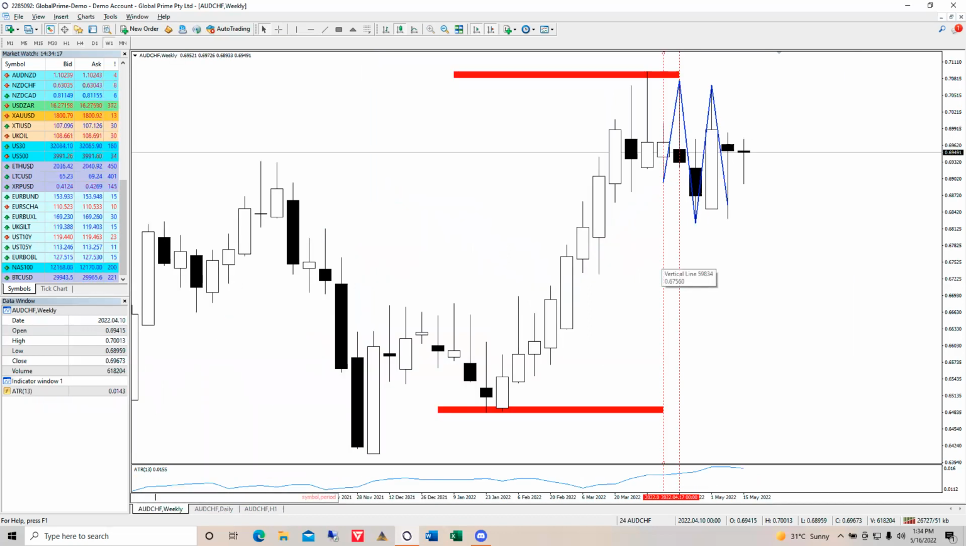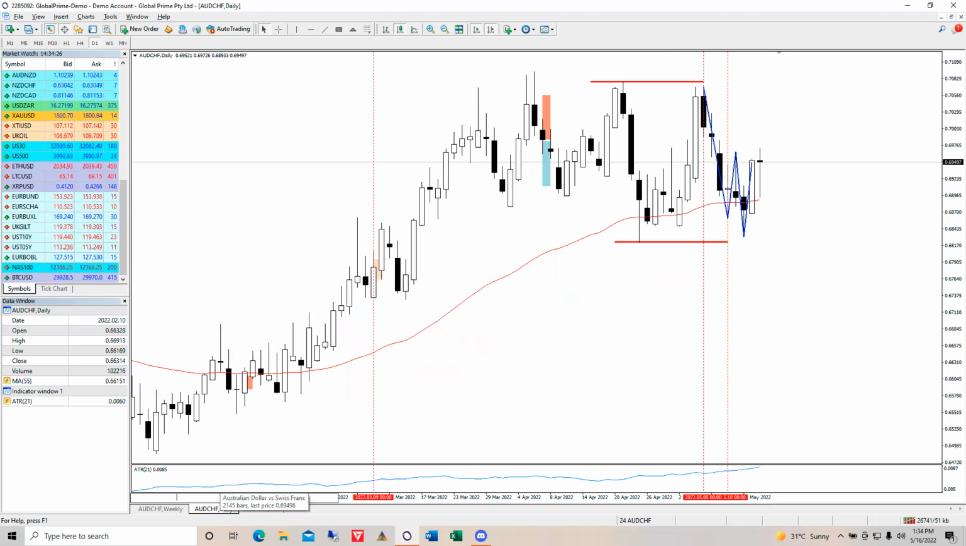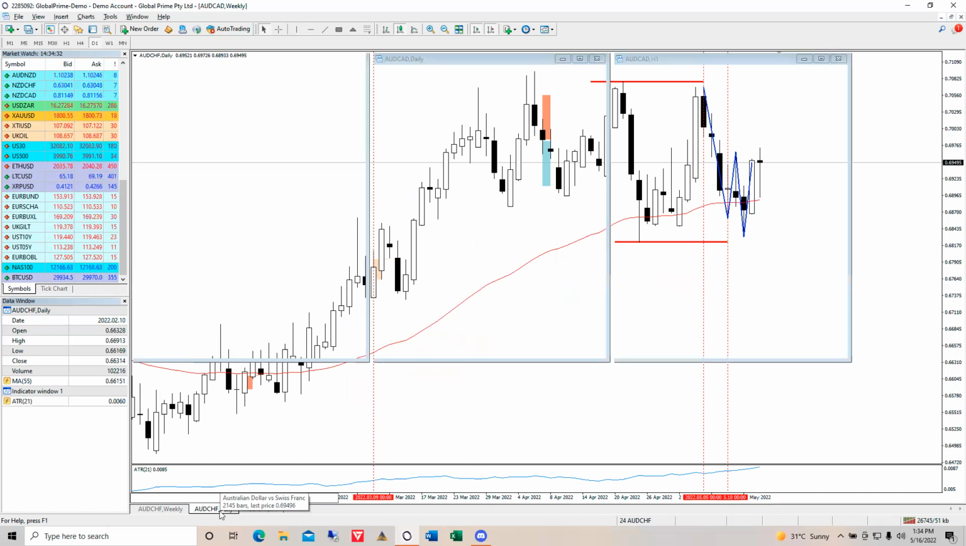Right, on Aussie Swiss, another one that we've really just left alone. You can see last week giving us that hammer candle inside HTC channels, no valid patterns, one to stay far away from.